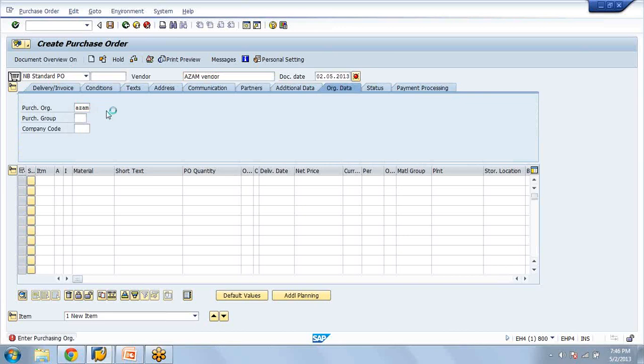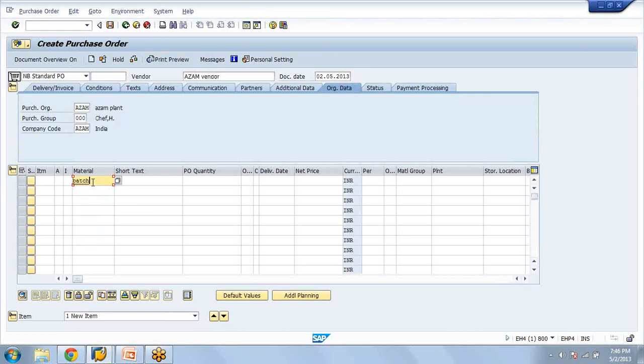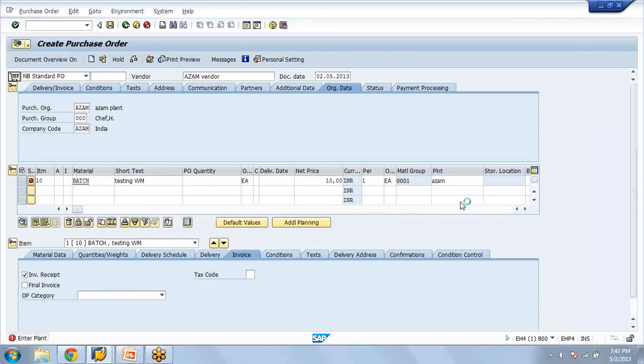The reason is I have even made some MM and FI configurations as well, so you don't feel difficulty running any kind of process. No, that's good for practice, because if we configure only, we can understand what the configurations are.